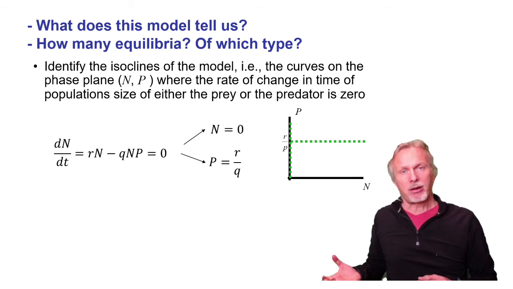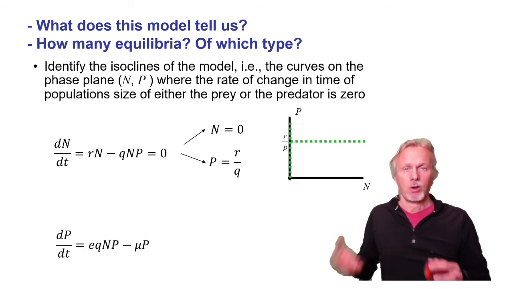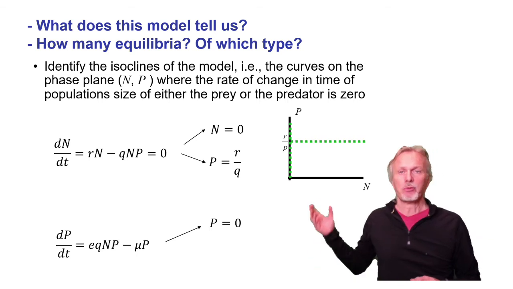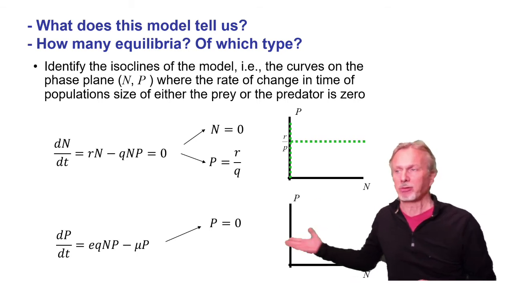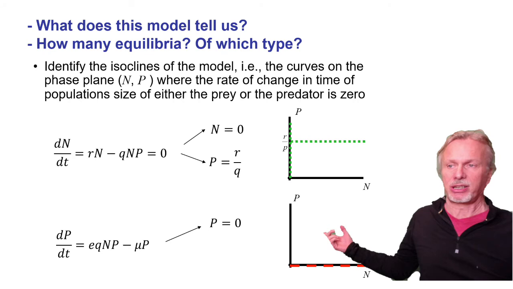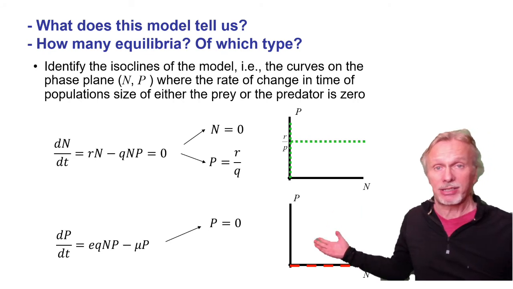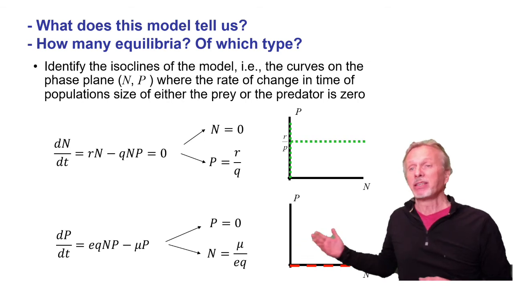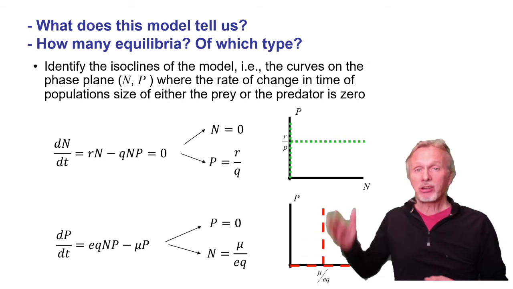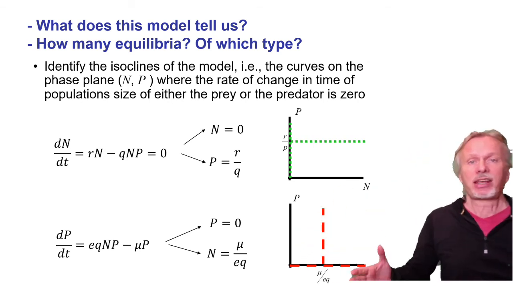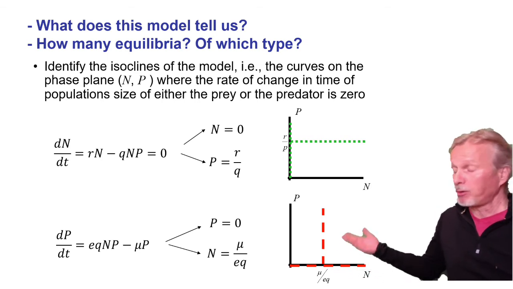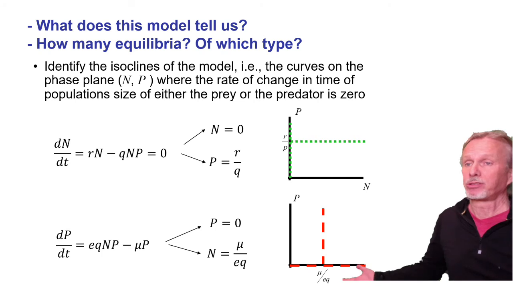We can do now the same exercise when dP/dt is equal to 0. So we set this equal to 0, and this is equal to 0 when either P is equal to 0, which is the horizontal axis, basically, or when N is equal to mu divided by eq, which is the equation of a straight line that intersects the horizontal axis, as you can see here, when N is equal to mu divided by eq.